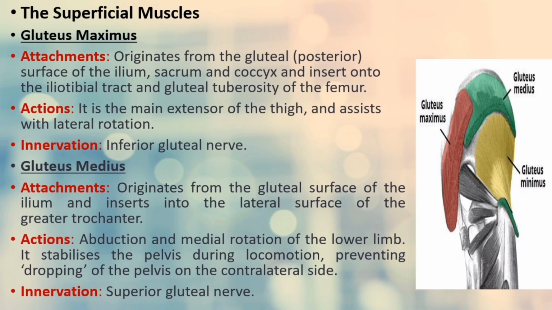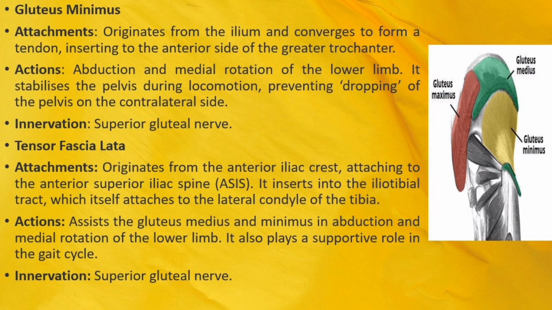Gluteus medius. The gluteus medius muscle is fan-shaped and lies between the gluteus maximus and the minimus. It is similar in shape and function to the gluteus minimus. Attachments. Originates from the gluteal surface of the ilium and inserts into the lateral surface of the greater trochanter. Actions. Abduction and medial rotation of the lower limb. It stabilizes the pelvis during locomotion, preventing dropping of the pelvis on the contralateral side. Innervation. Superior gluteal nerve.